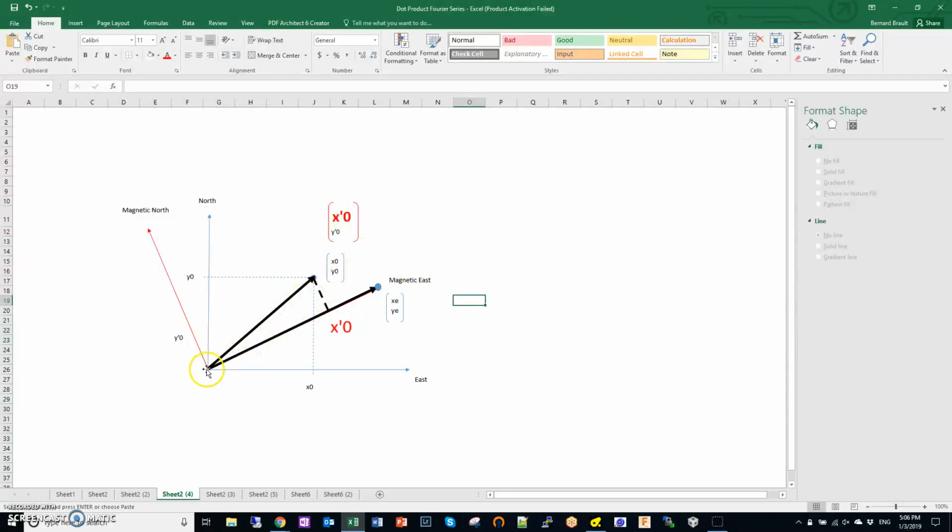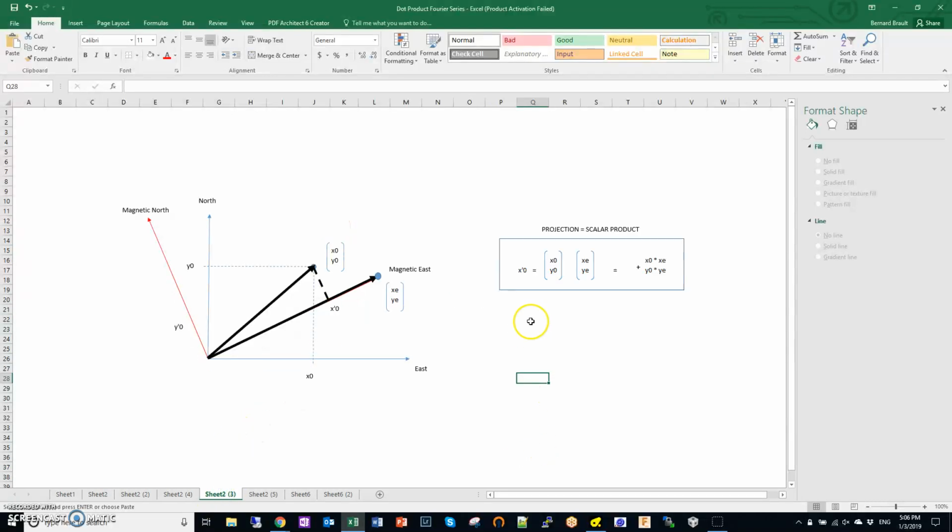So you're taking this point vector x0, y0, and you're doing the dot product with a unit vector in the east direction that I refer to as xe, ye. Once you do the dot product between those two, you will obtain that value, and that's what I'm showing right here. So you take x0, y0, and you do the scalar product with the vector at magnetic east, and you obtain that value x prime 0.